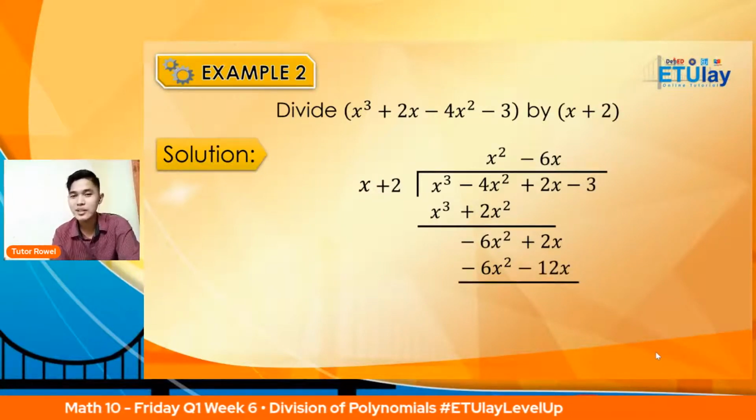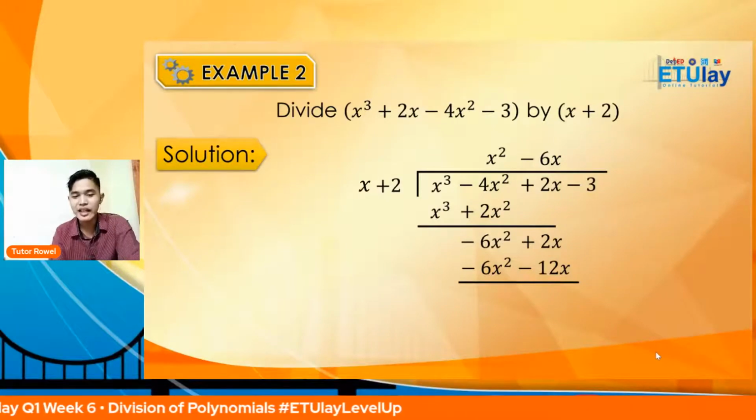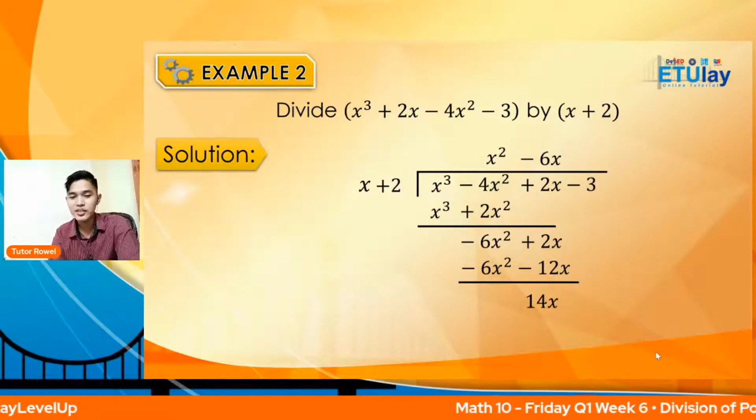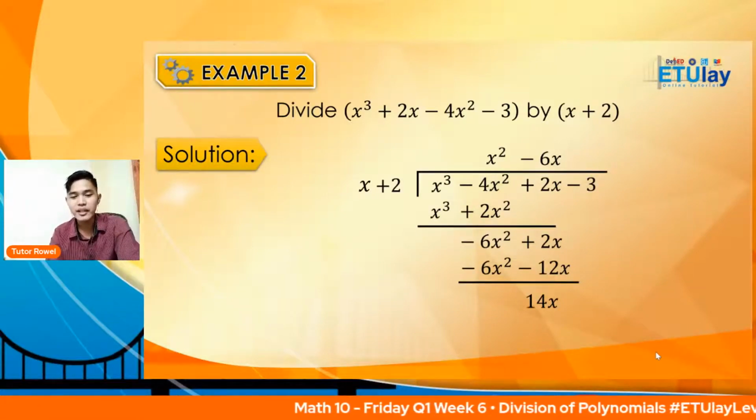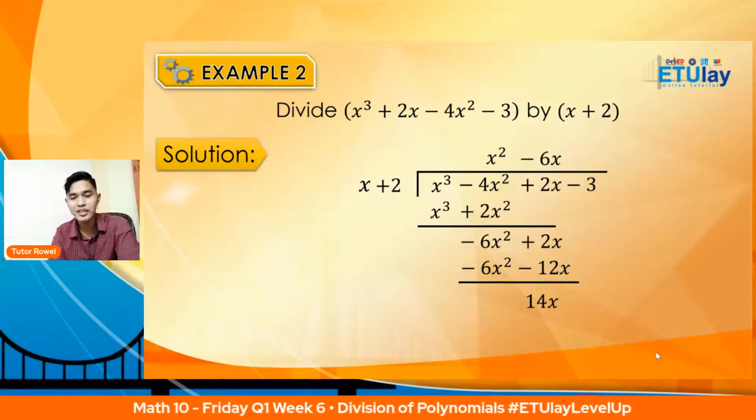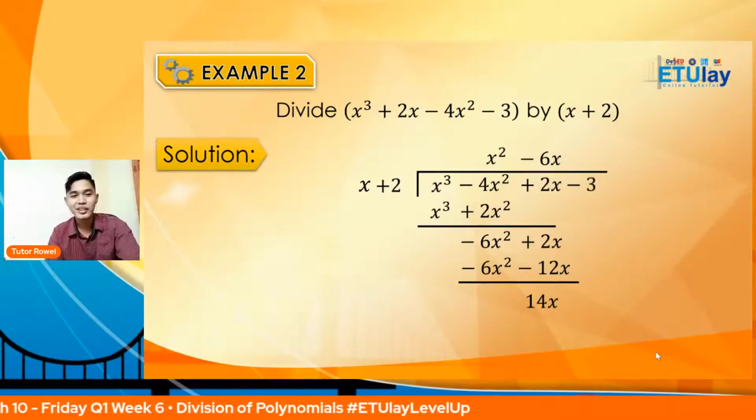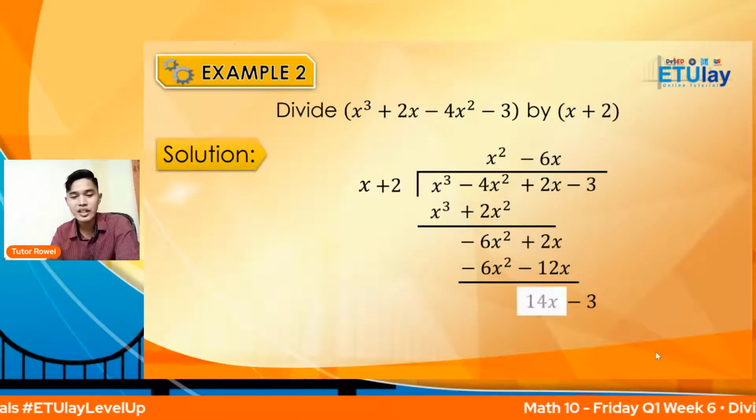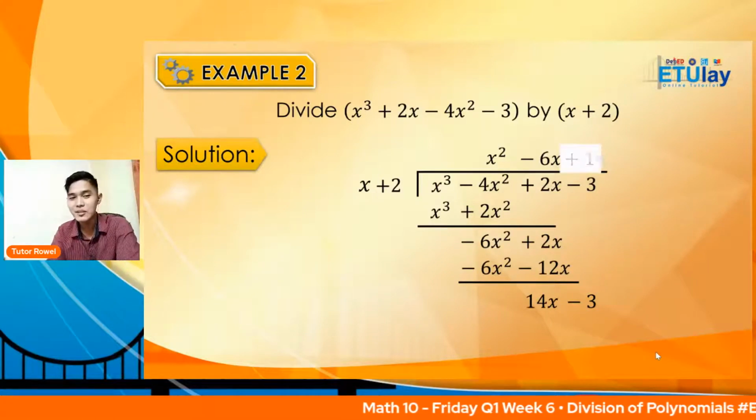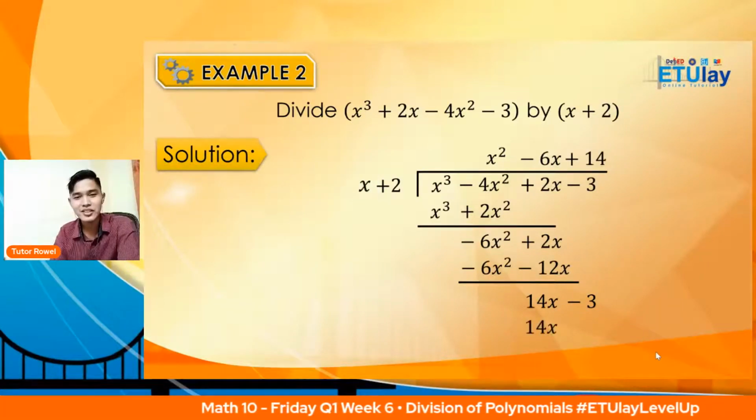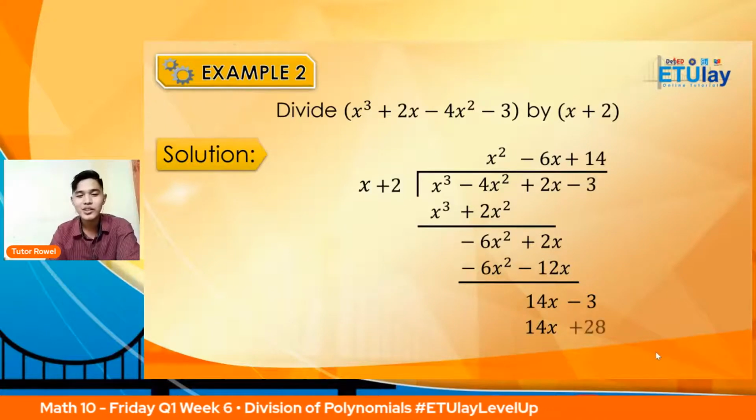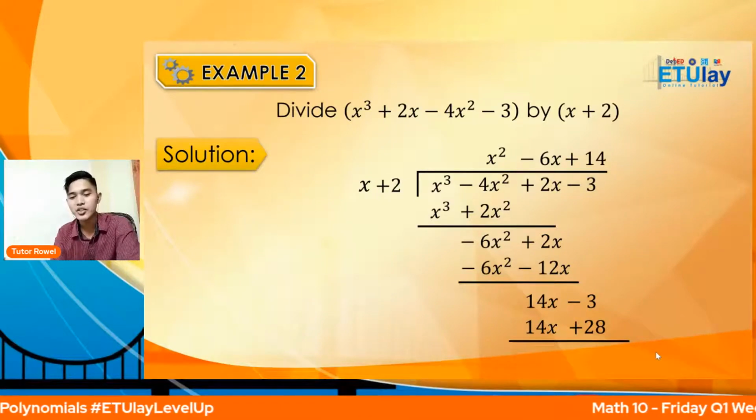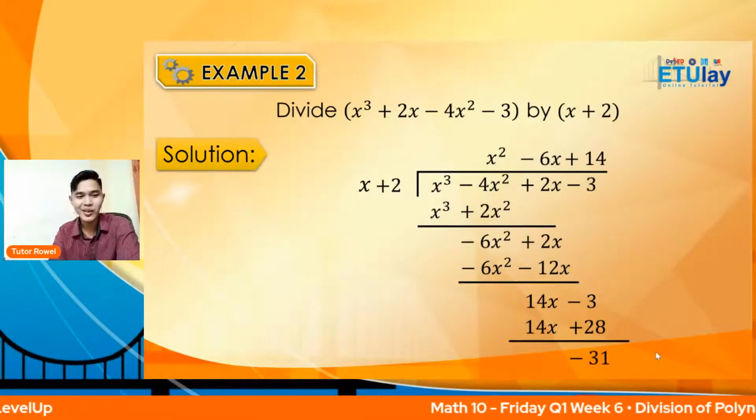Next, subtract. Change the sign. So, negative 6x squared cancels. Why did it become 14x? Because 2x minus negative 12x becomes 2x plus 12x, so positive 14x. Next, bring down negative 3. We just repeat the process. 14x divided by x, positive 14. 14 times x, 14x. 14 times 2, 28. Then, subtract. Negative 3 minus 28, negative 31.